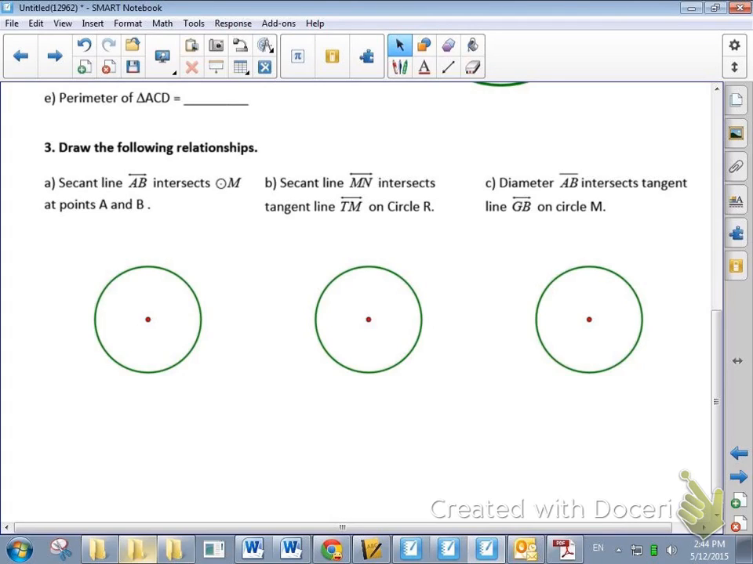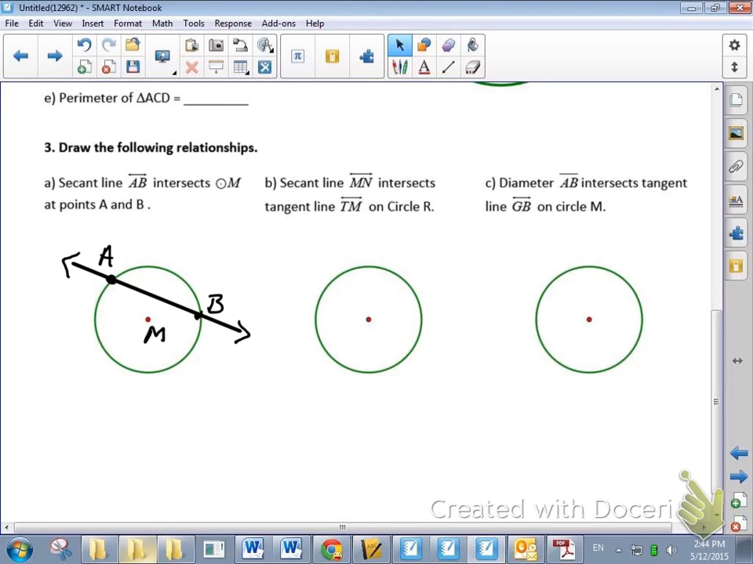Okay, so here I'm drawing a secant line, AB. I know that a secant line is going to intersect the circle in 2 points, so I can draw it anywhere I want to. Here's my secant line, and I'll draw in my arrows. And I know it's secant line AB, so that means where it intersects the circle are my points A and B. And it's going to intersect circle M, so I know my circle is labeled or called M, so that's my center at M, and it's intersecting center M at points A and B.